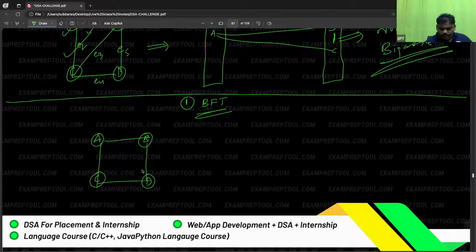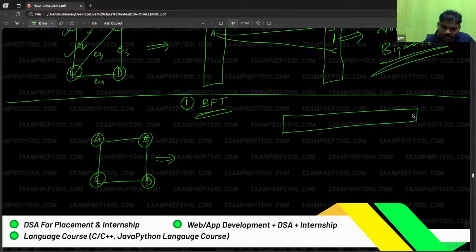So A, B, C, D, right? The first thing you will do is, for all the vertices present in the given graph, take one array, called the visited array. You can give whatever name you want. So visited of A, visited of B, visited of C, visited of D. If more people are there, you can take more also, no problem.